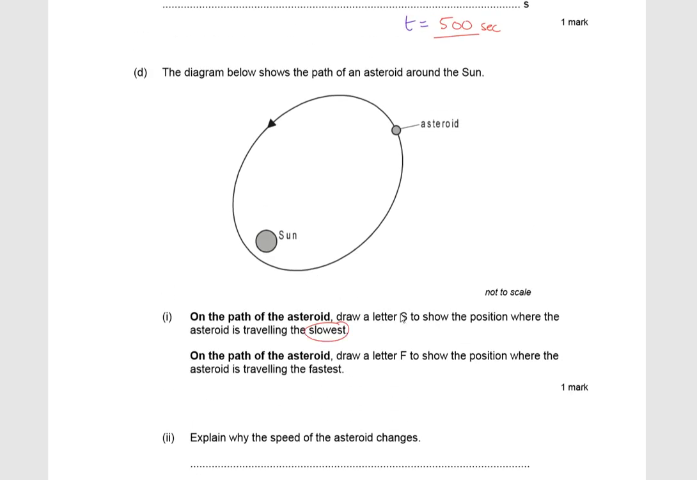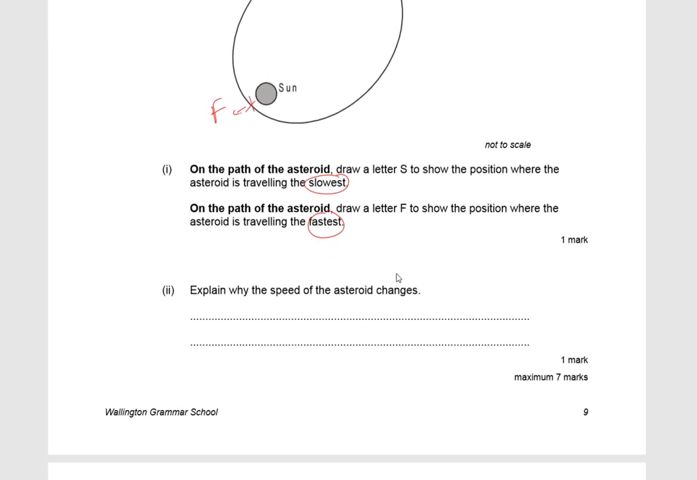So the slowest one is going to be further away. So this will be slowest there. One will be further away, and then when it is fastest, it's going to be close to the sun. It's going to be here. Label it F. Okay.